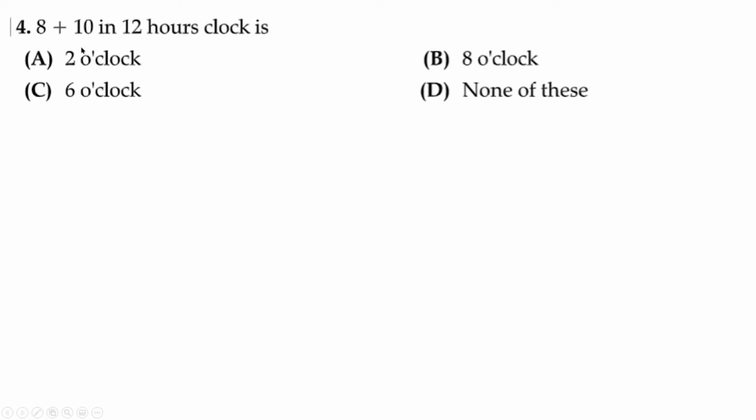Next question, 8 plus 10 in 12 hours clock is. So 8 plus 10 in 12 hours clock is nothing but 8 plus 10 mod 12. So this is 18 mod 12. 18 mod 12 is 6. So the correct option is option C, 6 o'clock.